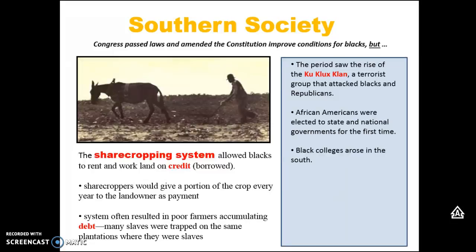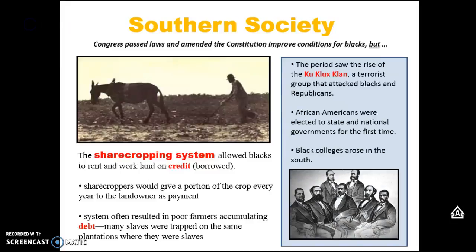Shaw University in downtown Raleigh was actually the first HBCU to be created, and that's Historically Black College and University, coming out of Reconstruction. You have North Carolina Central University, St. Augustine's. It's a lot. North Carolina A&T, those are all HBCUs.